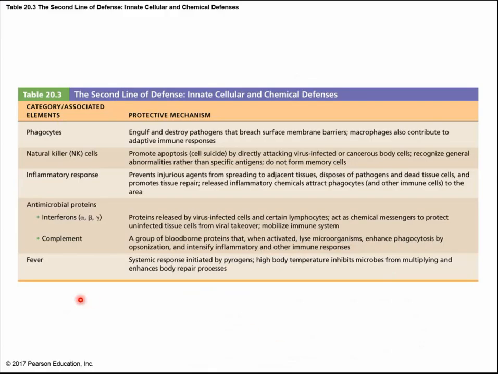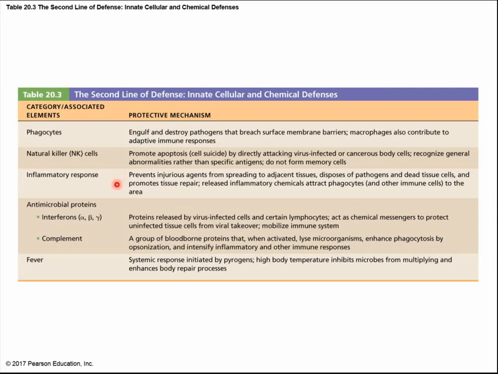Okay, so just to finish up with a summary of our second lines of defense with innate internal defenses. Right? So phagocytes were the eating cells, so things like neutrophils, macrophages. Okay? Natural killer cells are going to promote apoptosis or cell suicide, right? By directly attacking virus-infected cells. The inflammatory response is to help prevent spreading after a tissue injury. So we'll dispose of the pathogens and dead tissue cells and set the stage for repair.